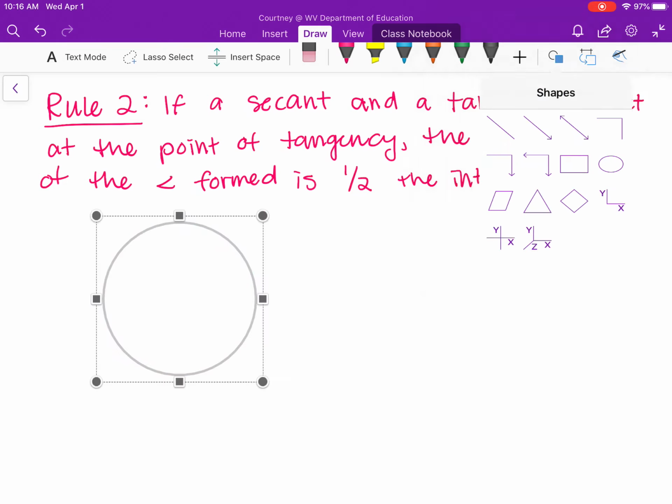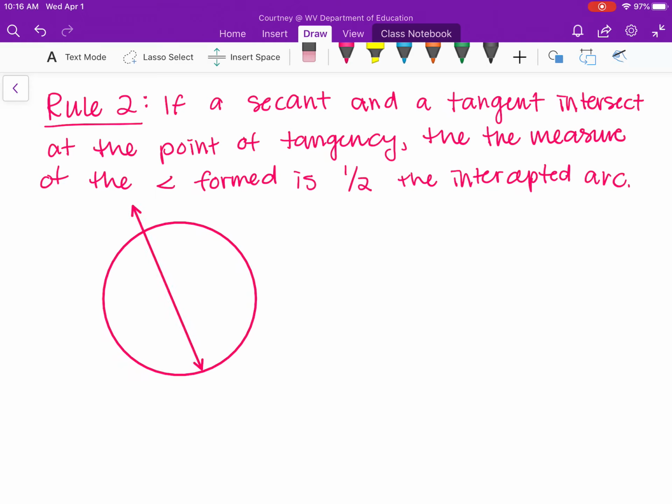Okay, so first we have a secant line. We'll say it goes like this. And then a tangent line that crosses like this. This is what our tangent lines look like. It says if they intersect at the point of tangency, which would be right here, then the measure of the angle formed is half the intercepted arc.